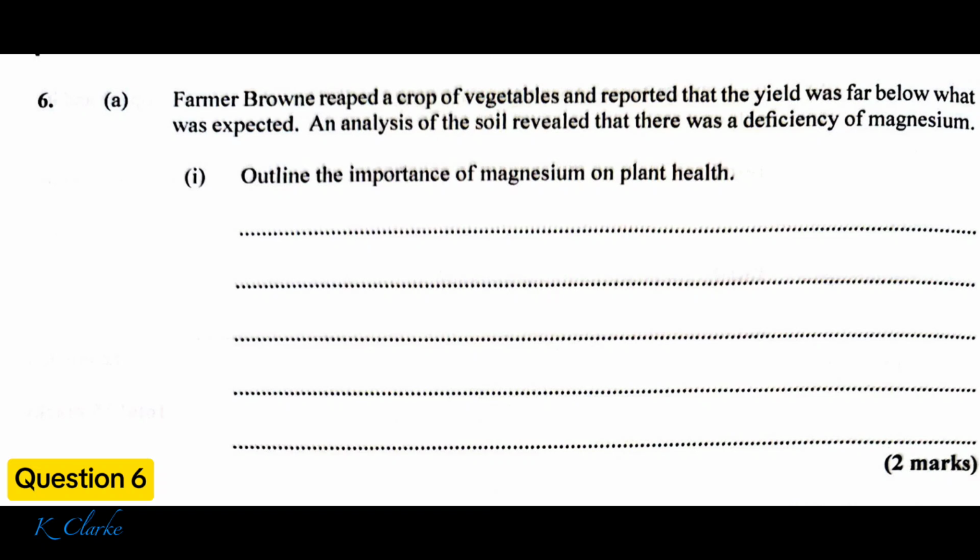Question 6. A. Farmer Brown reaped a crop of vegetables and reported that the yield was far below what was expected. An analysis of the soil revealed that there was a deficiency of magnesium. Part 1. Outline the importance of magnesium on plant health.